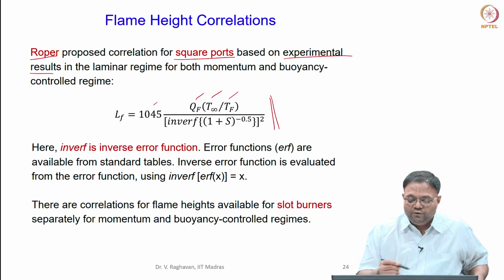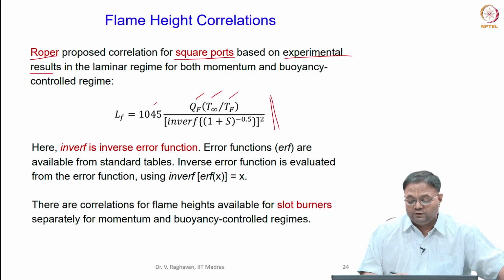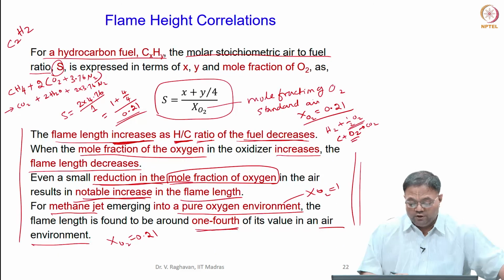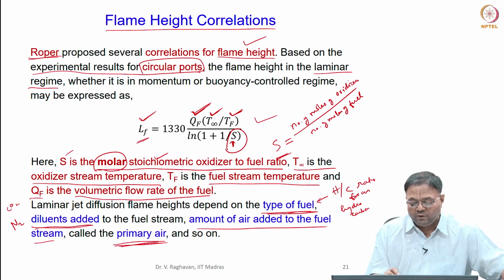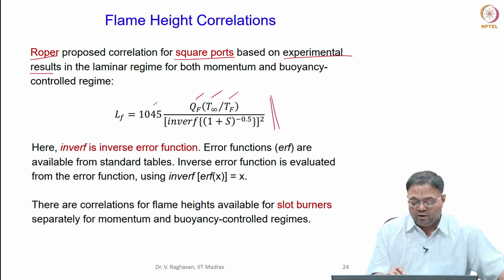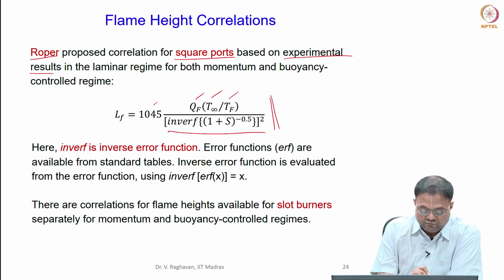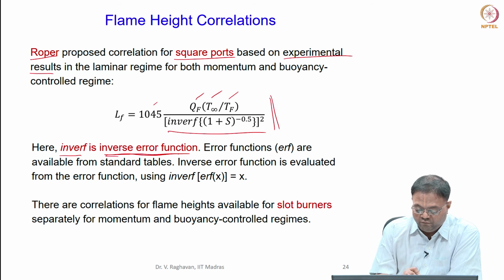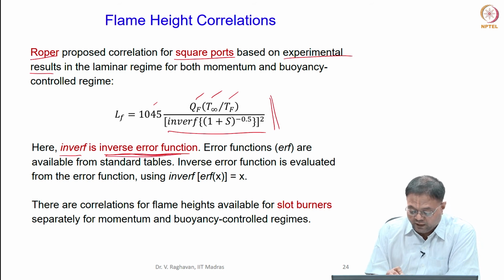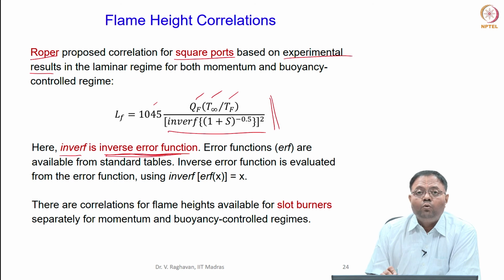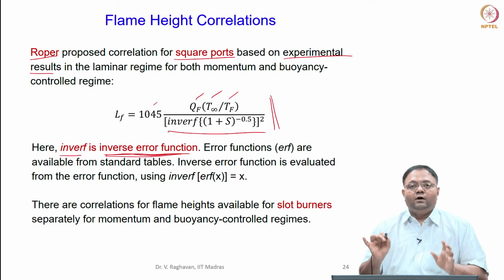However, instead of the natural logarithm of 1 plus 1 by S used in the circular case, here the function of S in the denominator is different. What is used is the inverse of the error function, of 1 by the square root of 1 plus S, and the whole thing is squared. So, the denominator is totally squared.